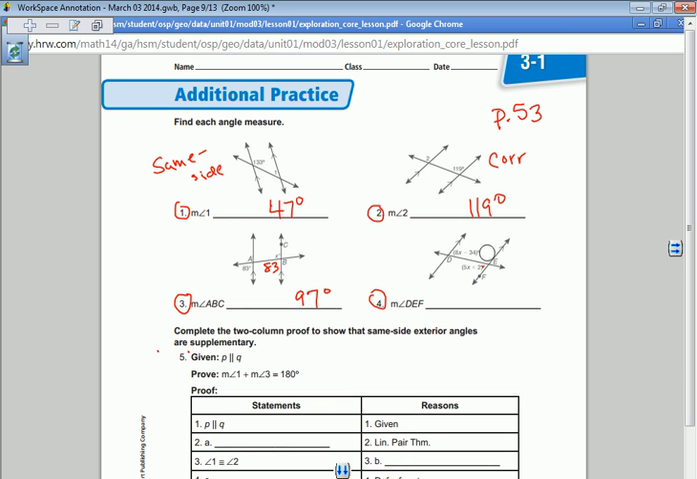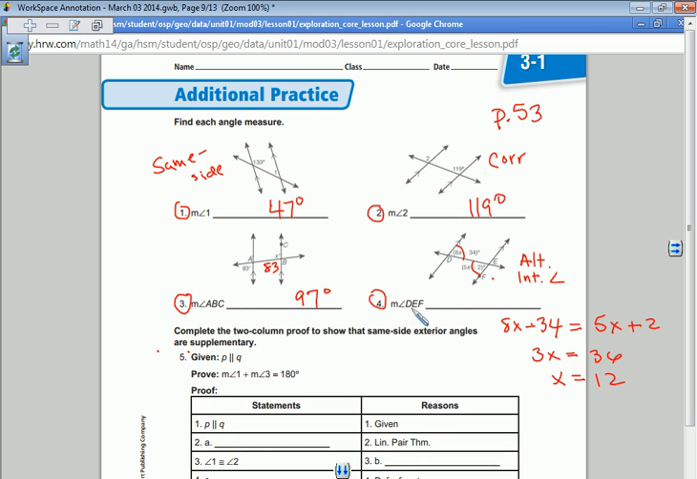Okay, how would you classify these two angles on number 4? They're alternate interior, so they are the same. So what would we do to solve this? Set them equal to each other. So we'd get 8x minus 34 is equal to 5x plus 2. So 3x equals 36, and x equals 12.